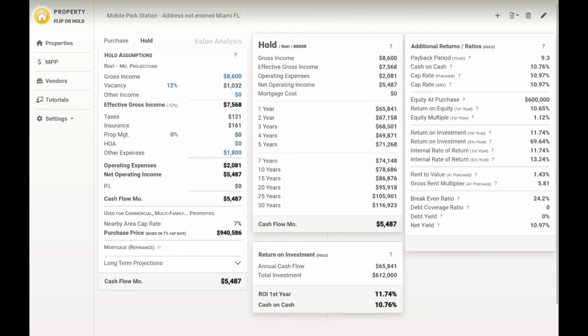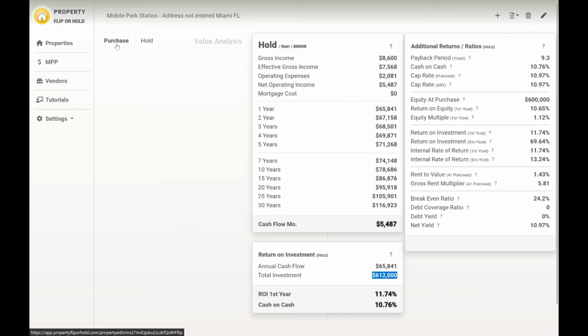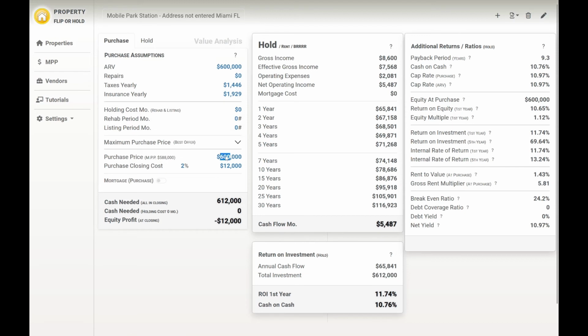Also, we can see in year one, we have $65,881. In year two, it goes up. In year three, and so on, it goes up because of our long-term projections. We have appreciation per year 3%, income increase 2%, and expenses increase 2% per year. Our return on investment on our hold is, of course, that annual cash flow of $65,008 for the first year. Our total investment is $612,000, which comes from purchasing it at $600,000, plus we have 2% purchase closing costs, which makes it $612,000.